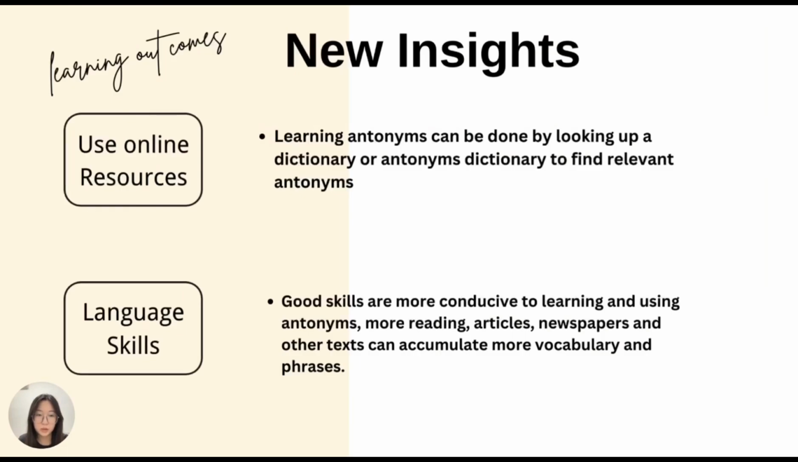I introduced the 4 ways to learning antonyms. The first one is use online resources. Learning antonyms can be done by looking up a dictionary or antonyms dictionary to find relevant antonyms. The second way is language skills. Good skills are more conducive to learning and using antonyms. More reading articles, newspapers, and other texts can accumulate more vocabulary and phrases.